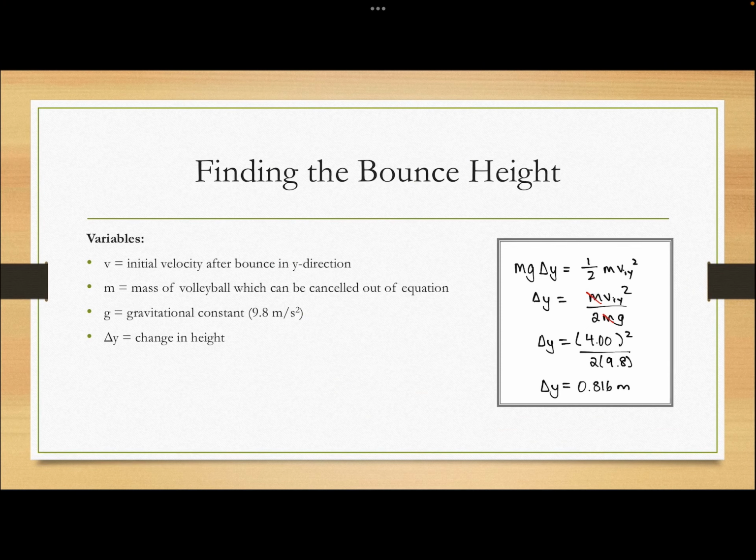Just to show what the variables are, the v was the initial velocity after the bounce in the y direction. The m was the mass of the volleyball, which can be cancelled out of the equation, as it is both in the numerator and the denominator. The g is the gravitational constant, which is 9.8 meters per second squared. And the delta y is the change in height, which is what we're trying to find right now.